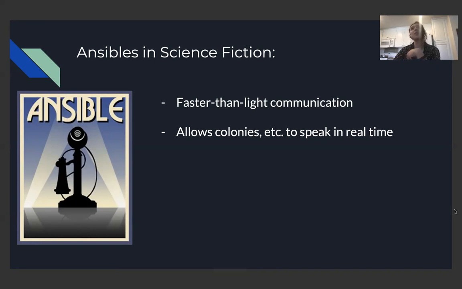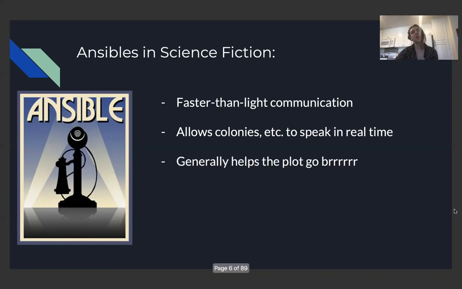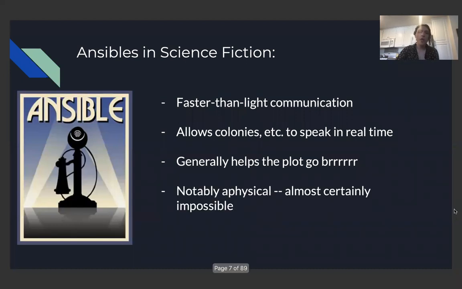A lot of times, if you're a science fiction author, you're writing some heavy political drama. And in order to make the plot go brr, it's really helpful if you don't have to wait 50 years or whatever for communication to go from planet to planet. It's really helpful to have near instant communication between places that are light years apart. And we're pretty sure that Ansibles aren't possible, right?